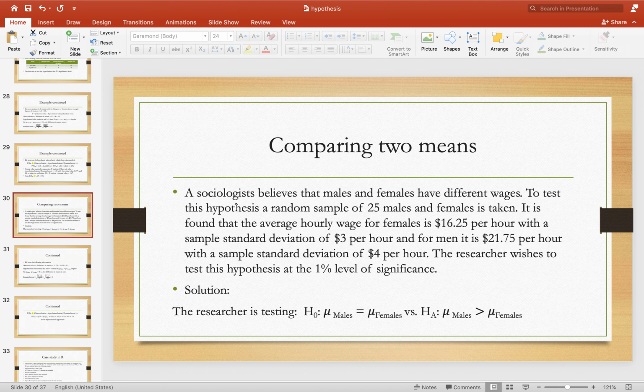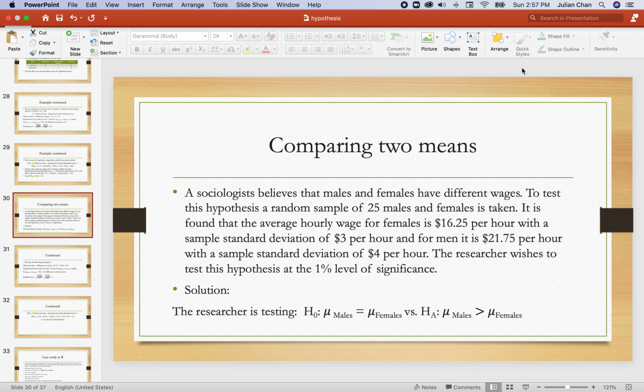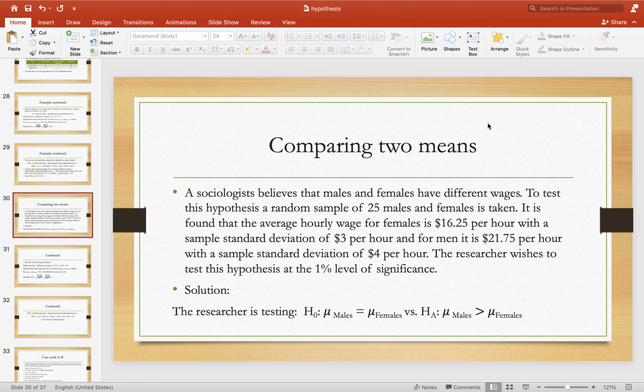Okay, so here's another example in which a sociologist believes that male and females have different wages. Okay, so to test this hypothesis, a random sample of 25 males and females is taken, and they find that the average hourly wage for females is $16.25 with a standard deviation of $3 per hour, and for men is $21.75 per hour with a sample standard deviation of $4 per hour. So our researcher wants to test this hypothesis at the 1% level of significance.